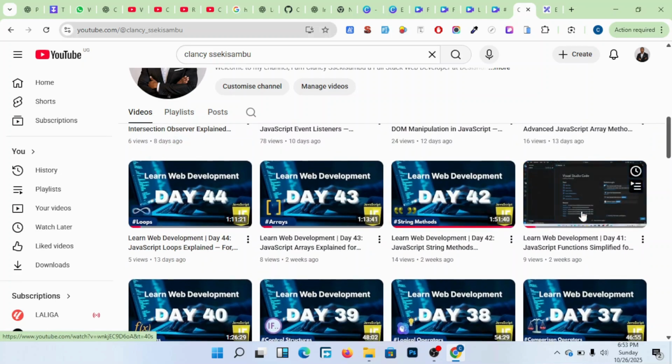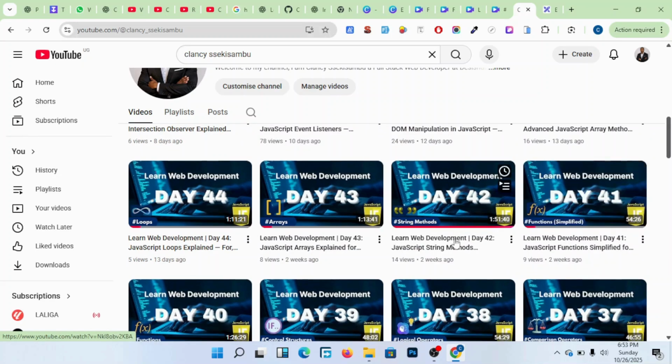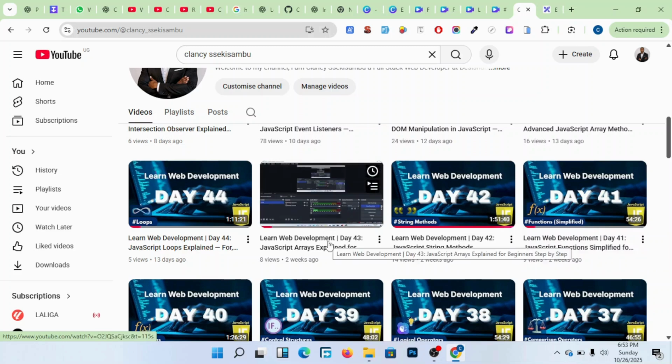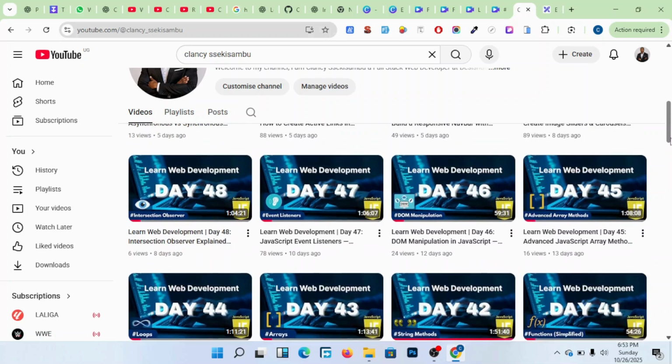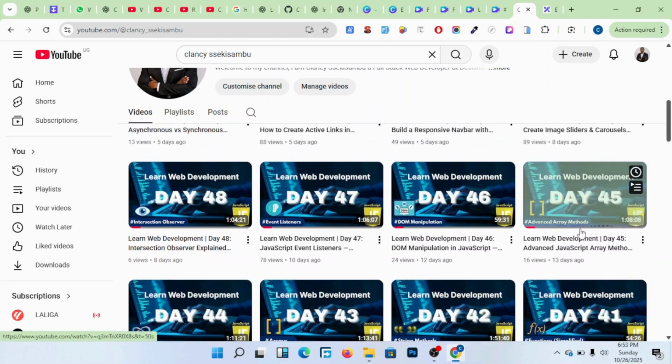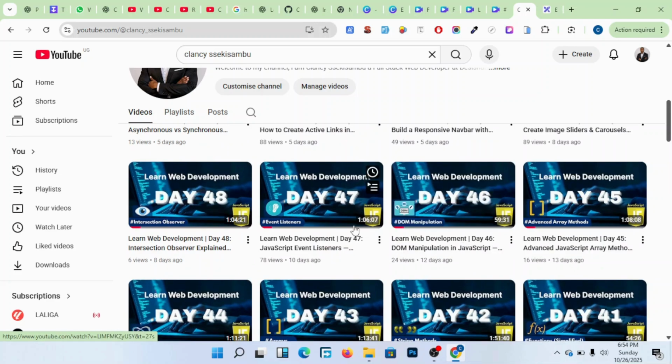We went ahead to look at simplified functions. We even simplified it, we even made it more simple. We went ahead to look at string methods, arrays. This was day 43. We looked at loops. This was day 44. Members, you see all this, we went ahead to look at array methods, DOM manipulation, event listeners, intersection observer.